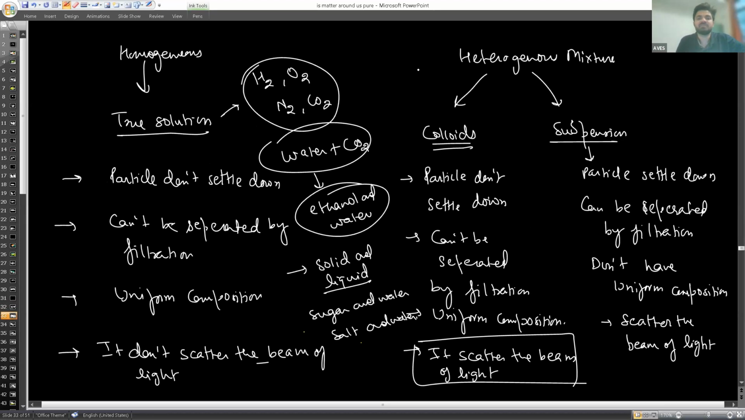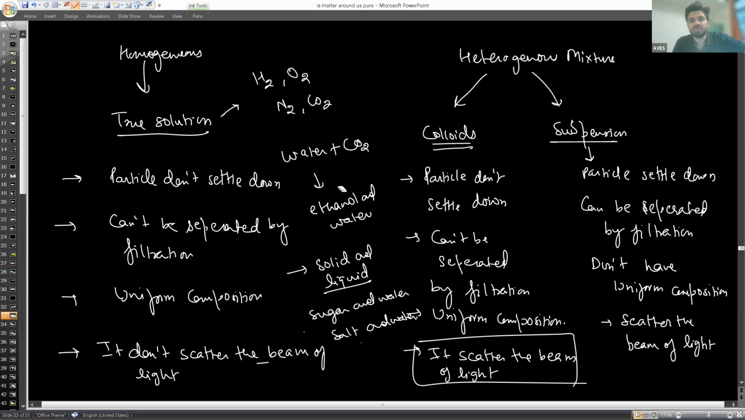Now write down the difference between the colloidal solution, true solution, and suspension. Homogeneous mixtures are also called true solutions. So note it down. The difference between heterogeneous mixtures: in a suspension the particles settle down, while in a colloidal solution the particles do not. Note it first.